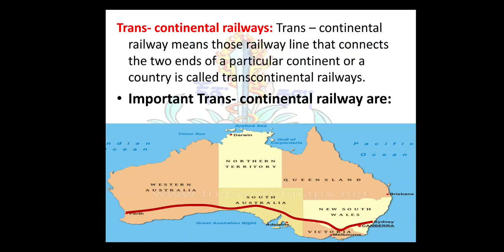If we look at the image, we have a political map of Australia, and on that I have made a red line. That red line indicates a railway line in Australia. That railway line connects the end points of a particular country or continent. These types of long distance railway lines or tracks are called transcontinental railways. Here we are going to discuss such important transcontinental railways one by one.